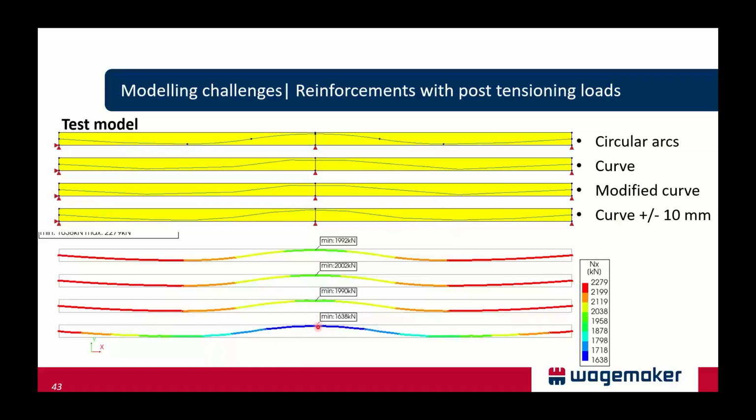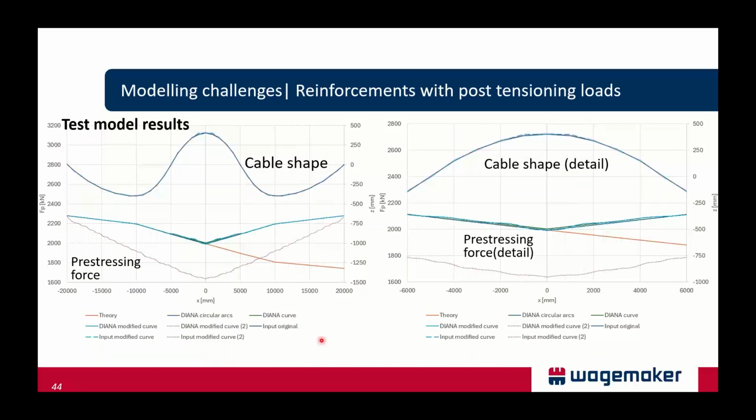But we see also that for the cable that has points alternatingly modified by 10 millimeters, there's a lot of additional pre-stress loss due to friction. And we see it here also in these graphs. So the cable shape to the eye, and also in this detail here, looks almost similar. But then the results for this last variant is very different.